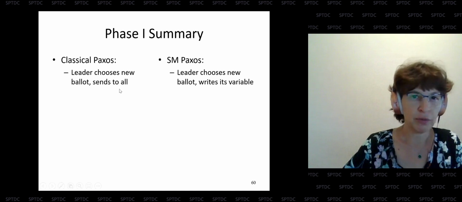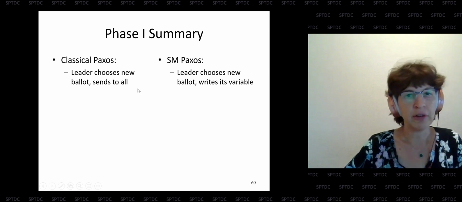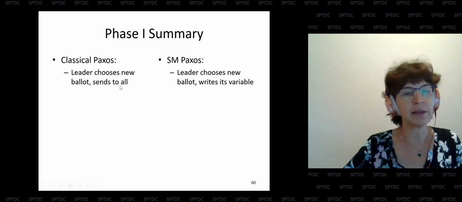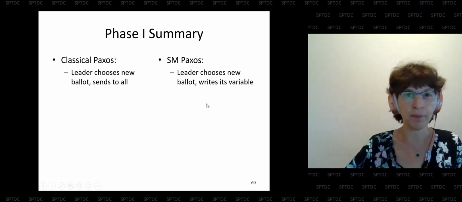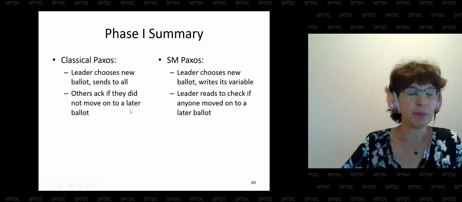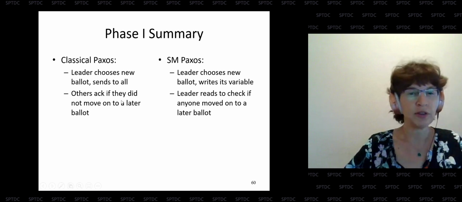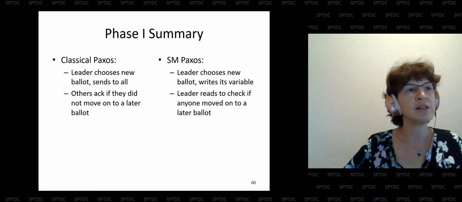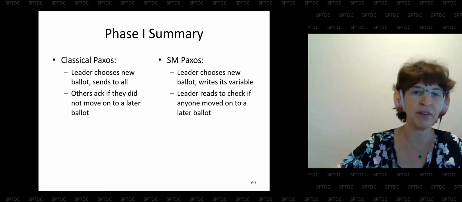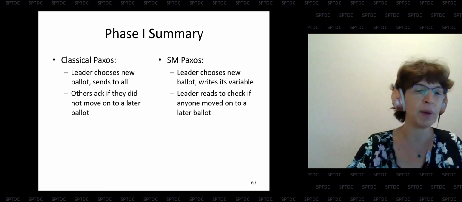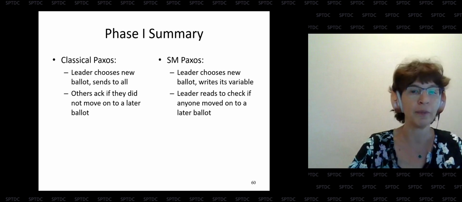In the classical Paxos, normally what you have is a leader chooses a new ballot and sends a message to everybody. What we have here in the shared memory version is the leader chooses a new ballot and just writes it to its variable. In the classical Paxos, when the leader sends the ballot to the processes, they send an acknowledgement if this is the highest ballot they've seen. So if they're not in any later ballot, they say ACK. The leader says, I want you to join me in ballot 7. And if none of them moved on to ballot 8 by then, they say, ACK, we're joining you.